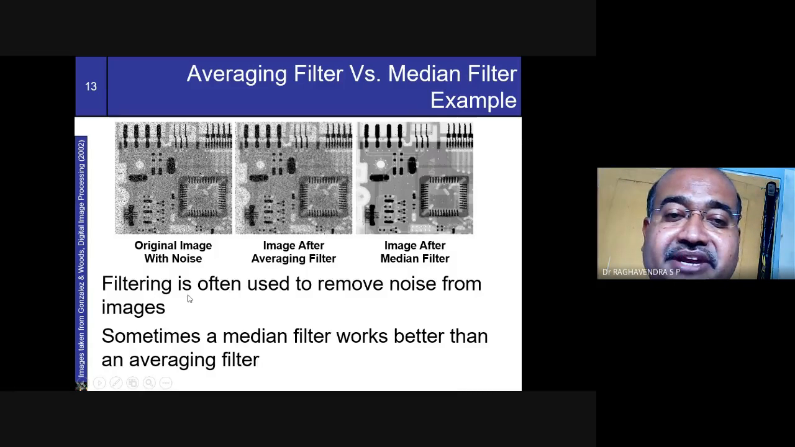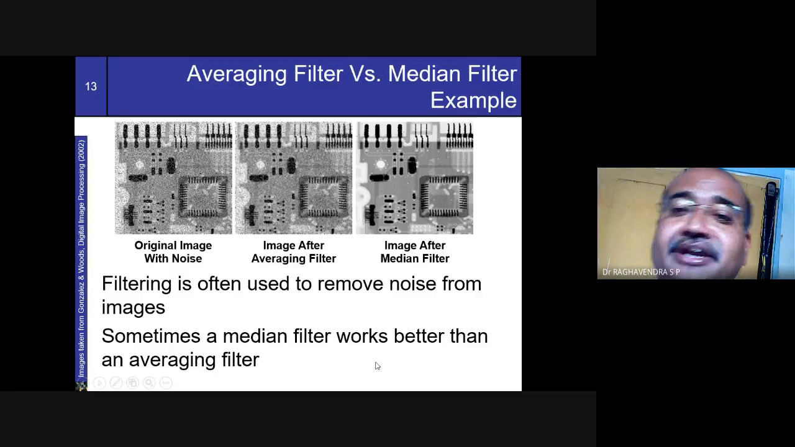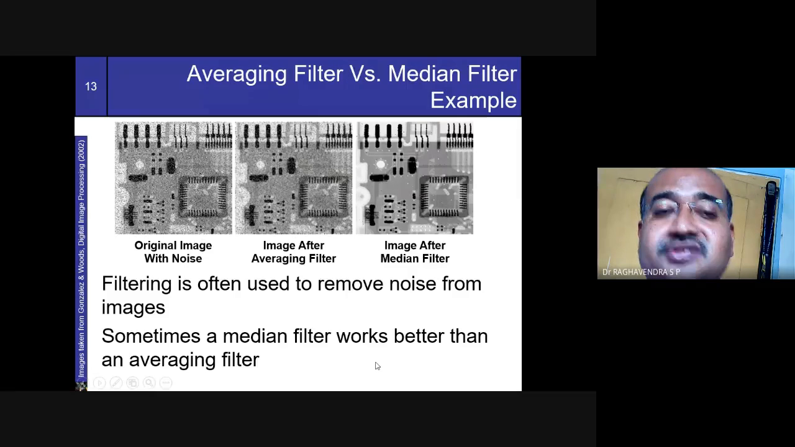Median filtering is used to remove noise from images. Once again, the median filter works better than averaging filters, sometimes. This is a very good application of the median filter.